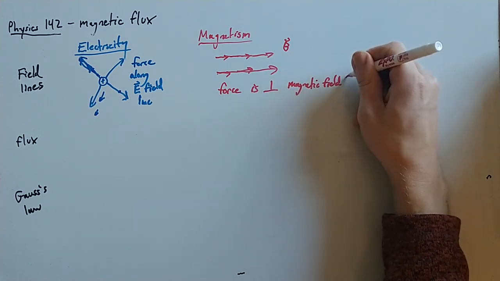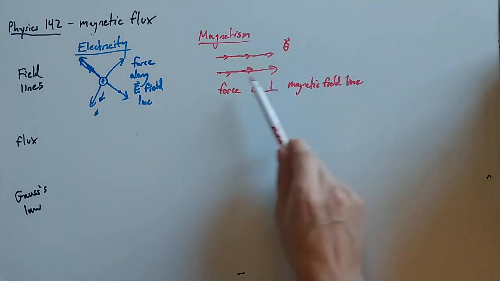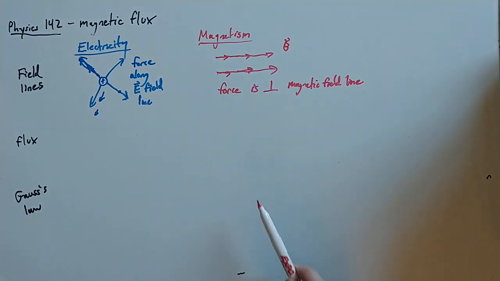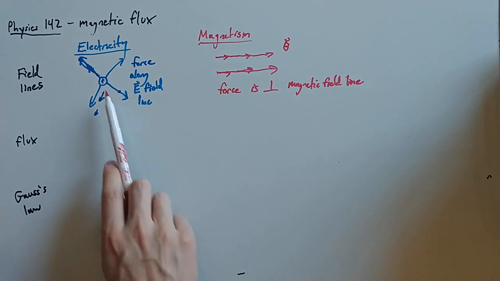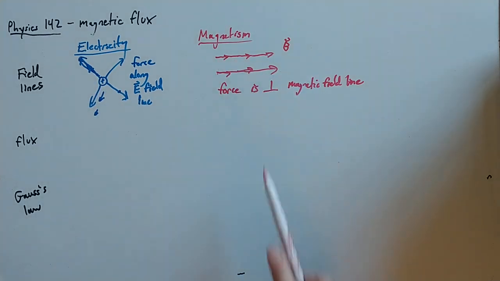So here, if you want to know the direction of the force, it's not going to be along the line. It's always going to be perpendicular, and the exact direction is going to depend on the velocity that the particle is moving. So magnetic field lines don't show you the direction of force, while electric field lines do. Electric field lines show you the direction of force. Magnetic field lines show you something perpendicular to the direction of force. That is an important difference to keep in mind.